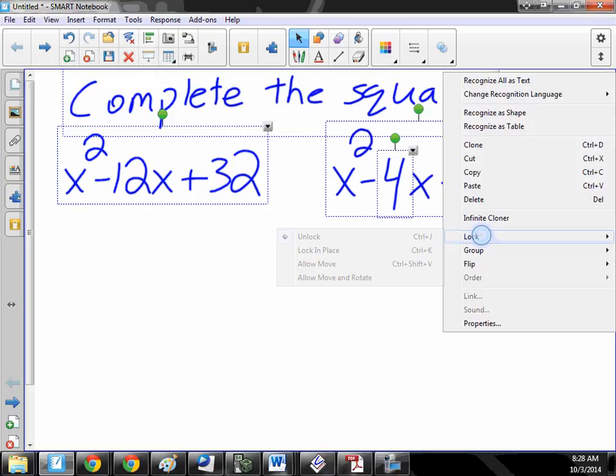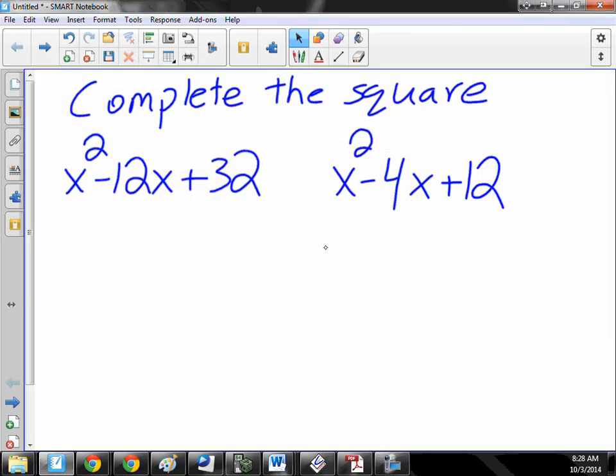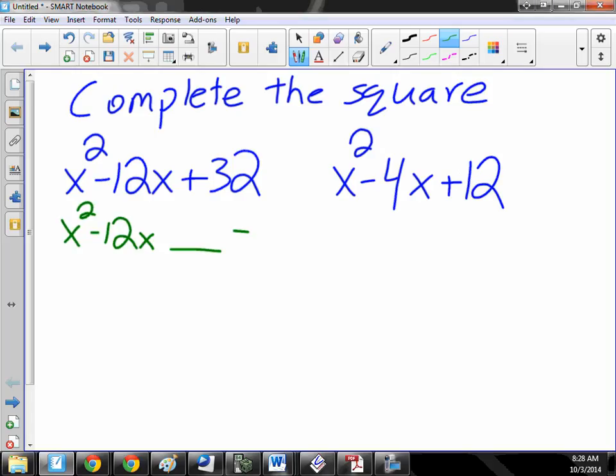lock this, is to move the constant to the other side. So we get x squared minus 12x, leave a space, equals, oh shoot. This didn't end up working, did it? No, it did. Never mind.